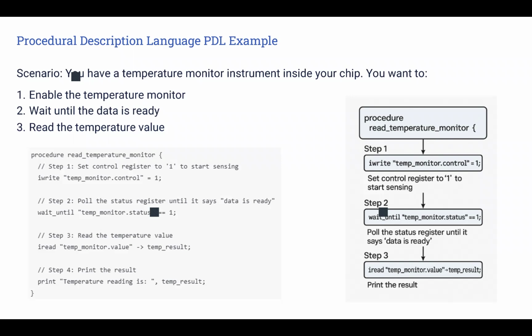Okay, a real PDL file should include a procedure, a variable, loops and conditions, the instrument reference, and comments for documentation. So tools read these files and automatically perform the correct scan operation using the RSN that are defined.